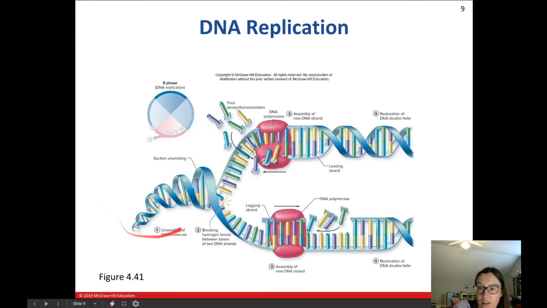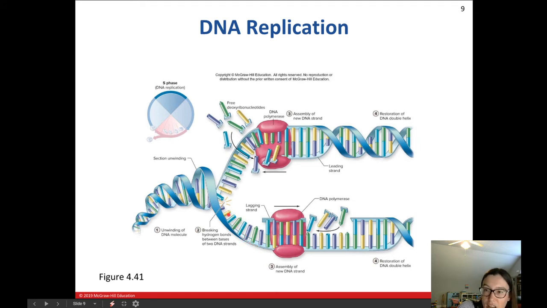So let's look right here. First we have our DNA right here. It's wound up in this twisted ladder or double helix form. First we're going to unwind it, and so we're going to straighten it out a little bit. And as we unwind it, this section's unwinding. And then we're going to split these two strands apart.